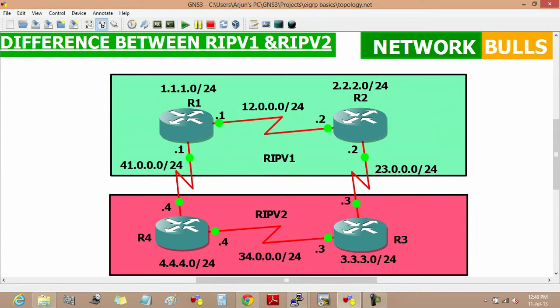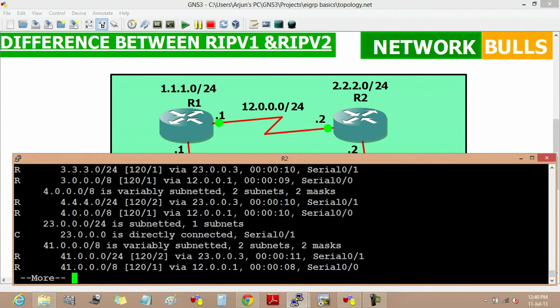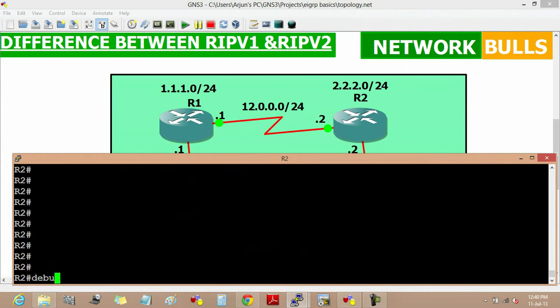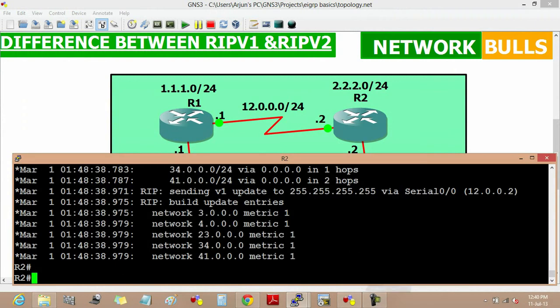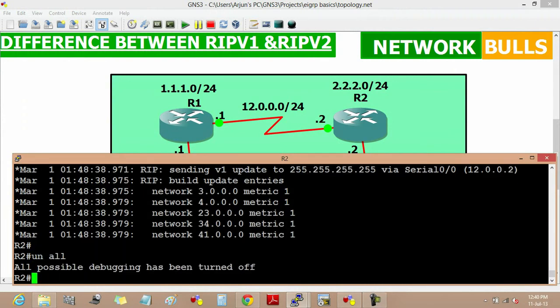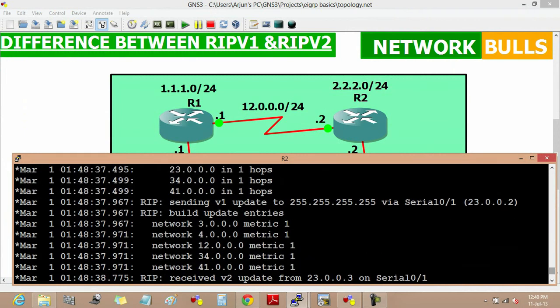Now coming to the next difference, RIP version 1 sends only broadcast updates, and we can verify it in router 1 and router 2 by using the command debug IP RIP. Now in this debug output we can see that RIP version 1 uses the broadcast address, that is 255.255.255.255, to send its update.